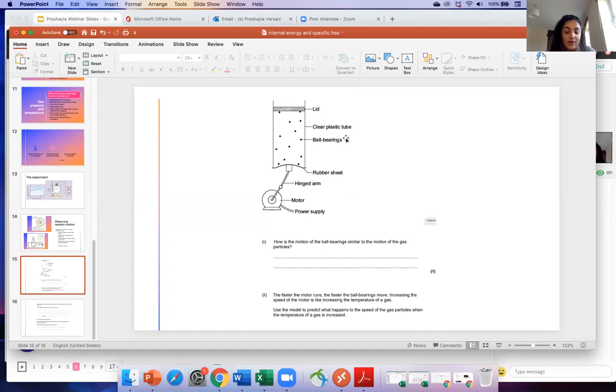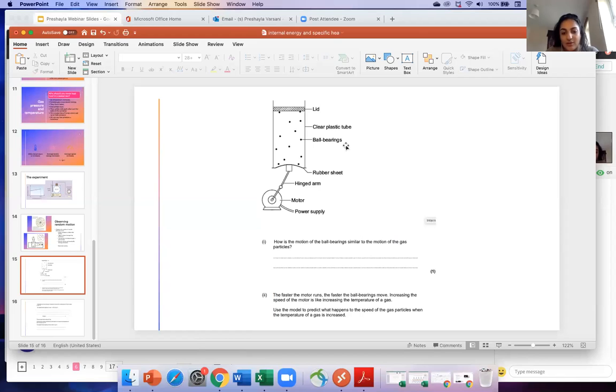We never know in what kind of direction the ball bearings are going to move, as well as the fact that it's kind of in all directions, it's random. It also creates a pressure on the walls because they collide. So collisions and the random nature.